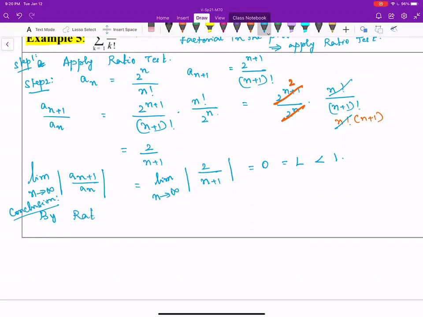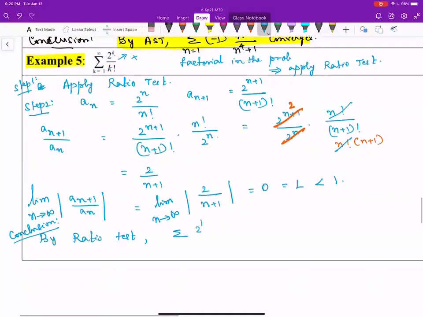By ratio test, the given series sigma 2 to the power k over k factorial, k varying from 1 to infinity, is absolutely convergent and hence converges. So here they've used the index equal to k, but whether it is 2 to the n over n factorial or 2 to the k over k factorial, it's all the same.